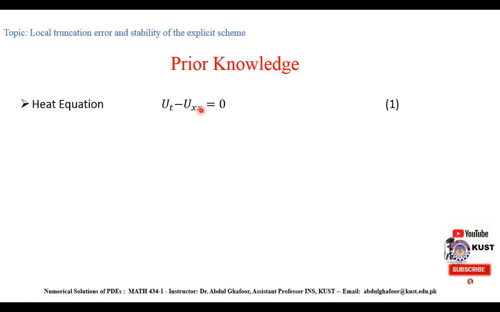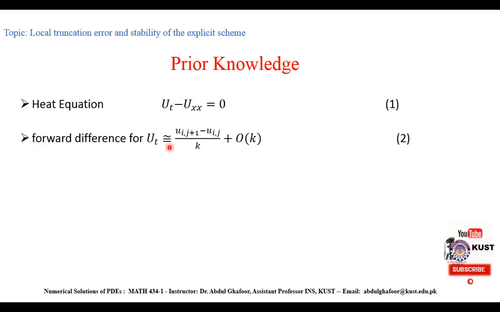Let me recall the basic equation, which is the heat equation, ut minus uxx is equal to 0, where ut represents the partial derivative of u with respect to t and uxx represents the second partial derivative with respect to x. This equation is parabolic in nature.